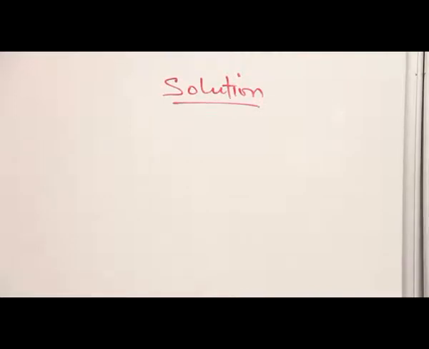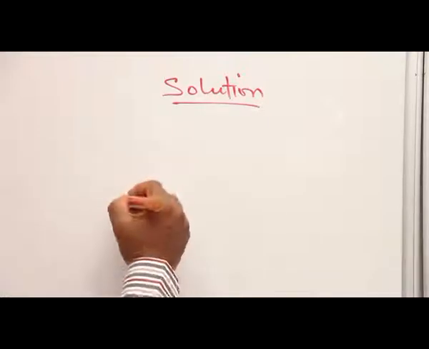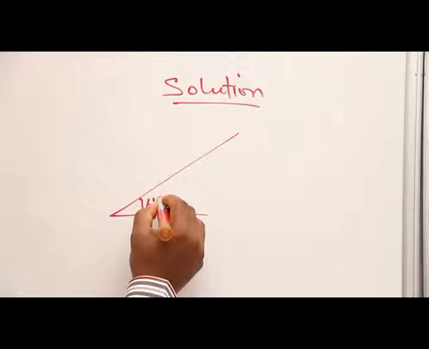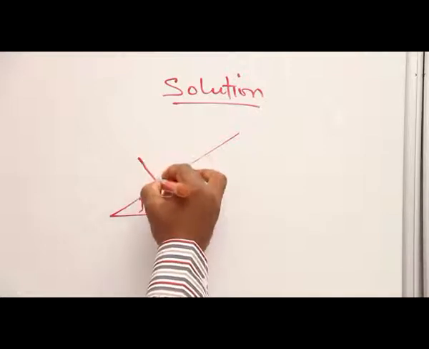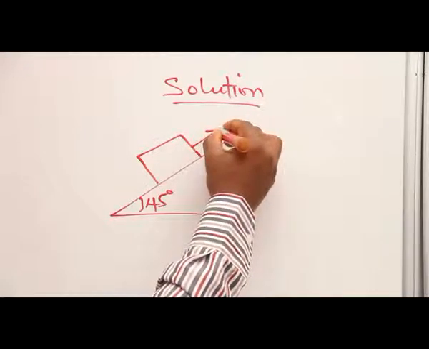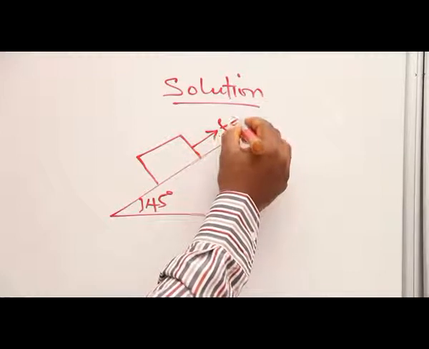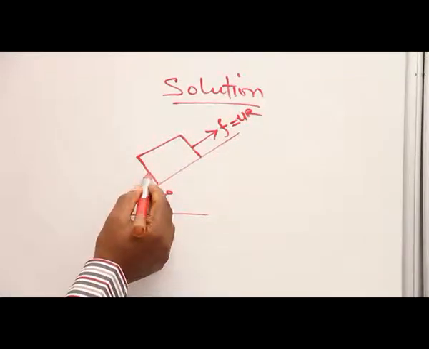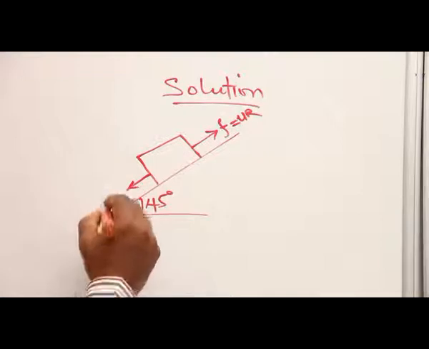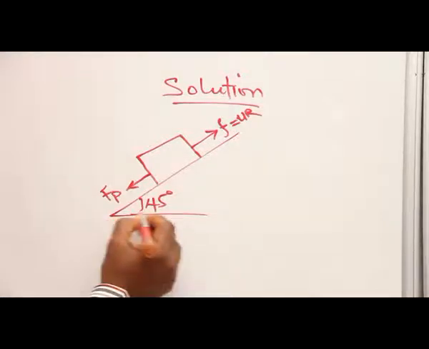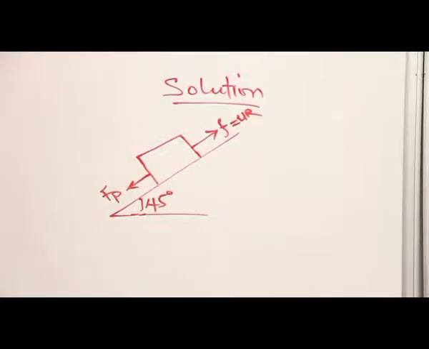The crate is placed on a concrete surface that is inclined at angle 45 degrees. Here's the concrete surface. The angle here is 45 degrees. And we have our crate here. Now, the force of friction is this way. Frictional force, which is coefficient of friction times normal reaction. We still have a force acting parallel to the plane, F parallel to the plane. And we have the formula for each one.